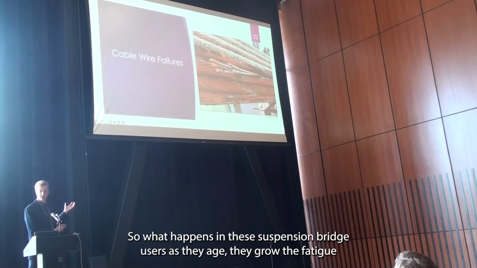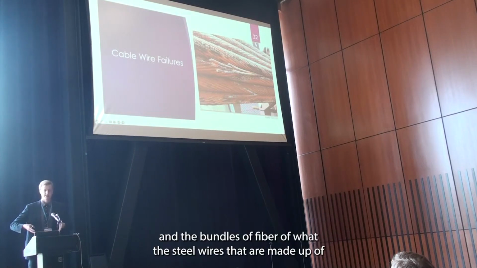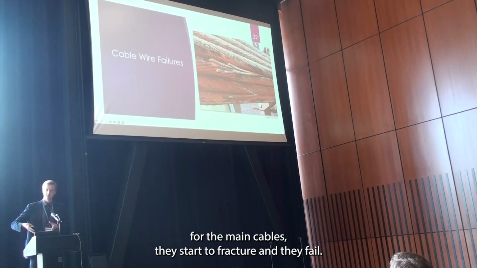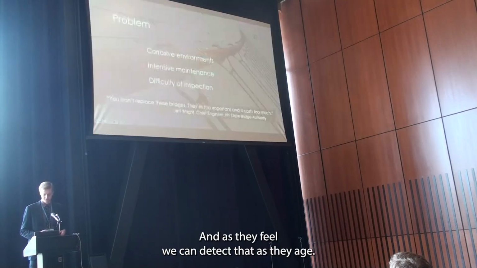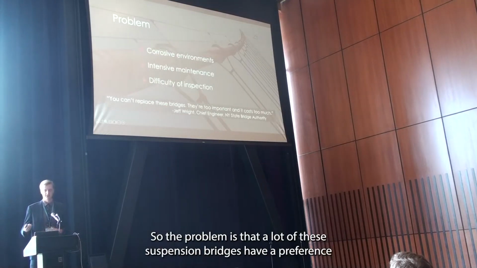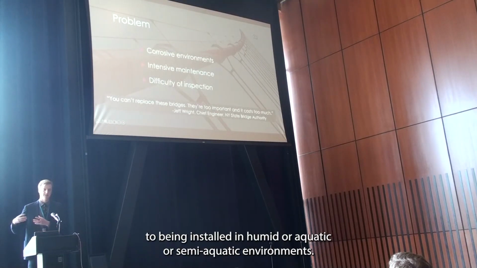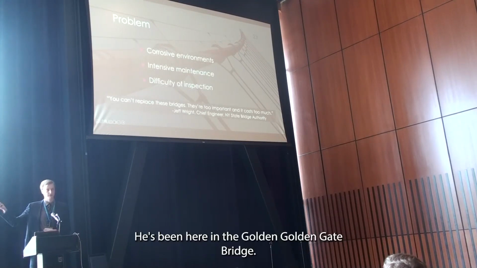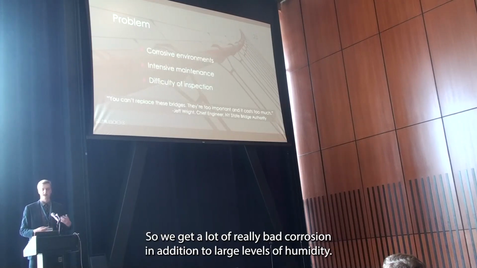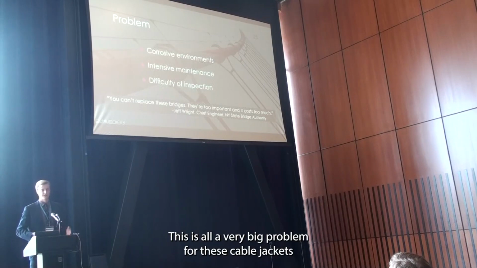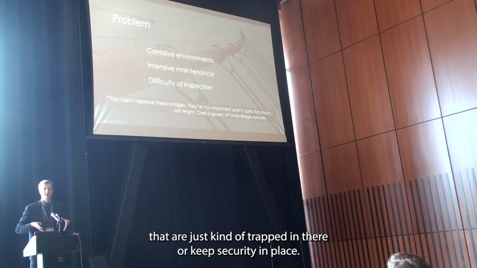What happens in these suspension bridges is as they age, they corrode, they fatigue, and the bundles of steel wires that the main cables are made up of start to fracture and they fail. And as they fail, we can detect that. The problem is that a lot of these suspension bridges are installed in humid or aquatic or semi-aquatic environments. Case in point, the Golden Gate Bridge, where we have not only an aquatic environment, but a marine environment that is saline. So we get a lot of really bad corrosion in addition to large levels of humidity. This is a very big problem for these cable jackets that trap it in there and keep the humidity in place.